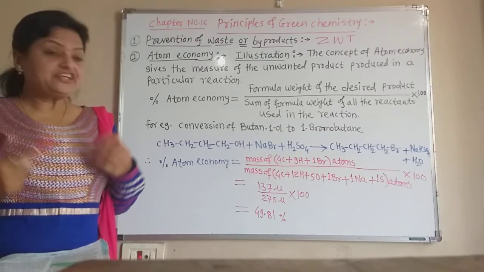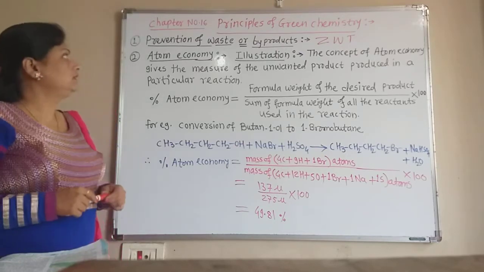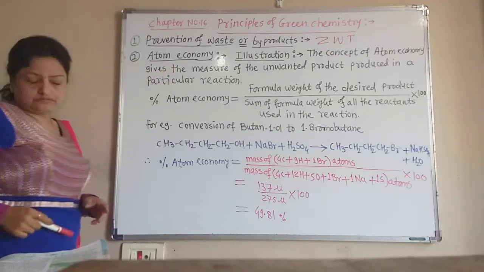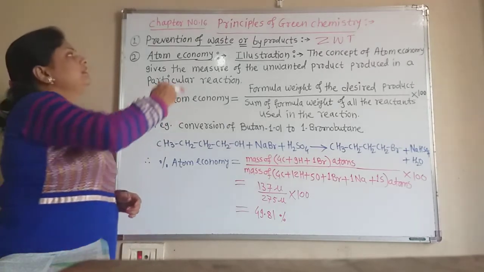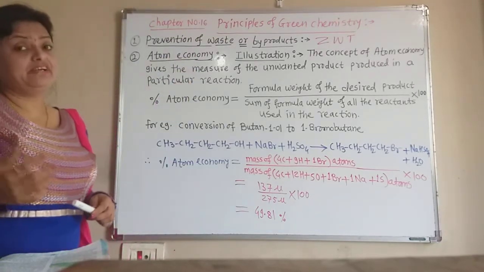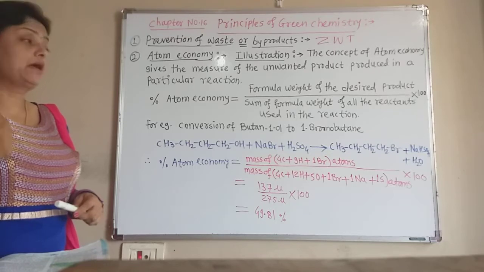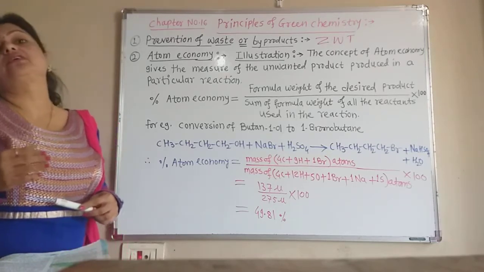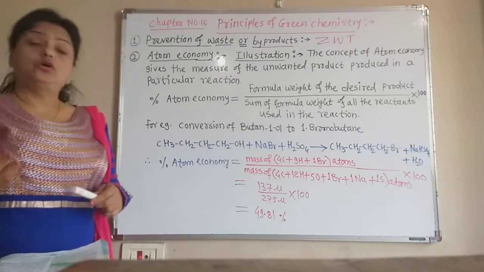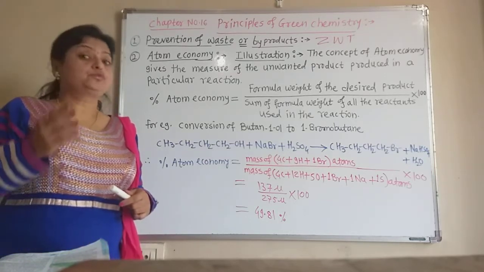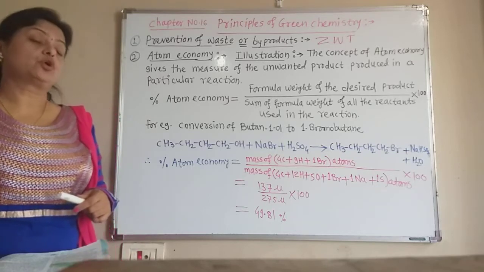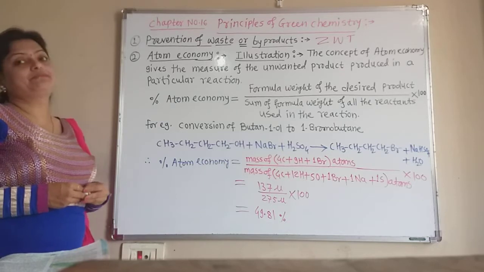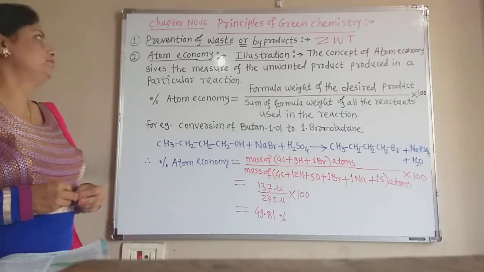Now next, the second principle of green chemistry is atom economy. We already learned how we can prevent waste or byproduct formation by zero waste technology, or how we can use the waste product of one system in another system as a raw material. That we all learned in the first principle of green chemistry. Now this is a very important principle.